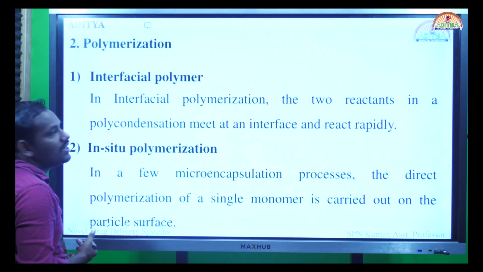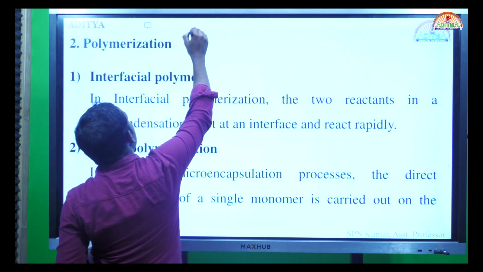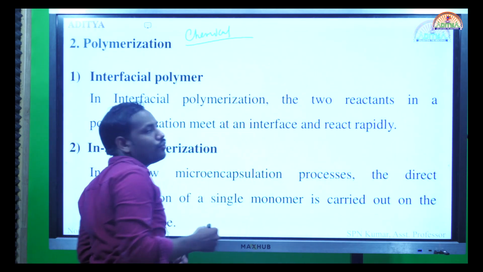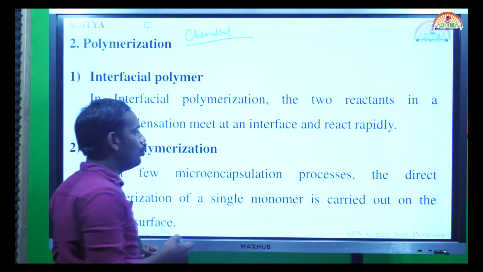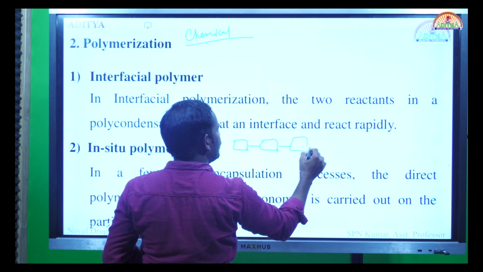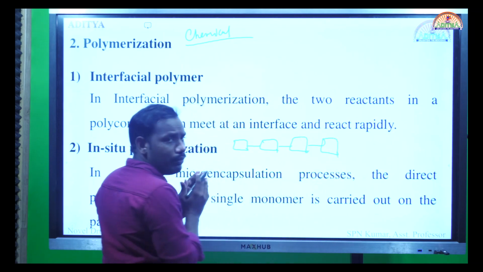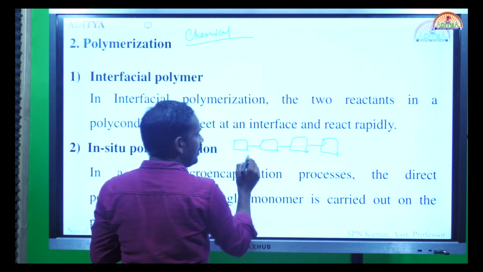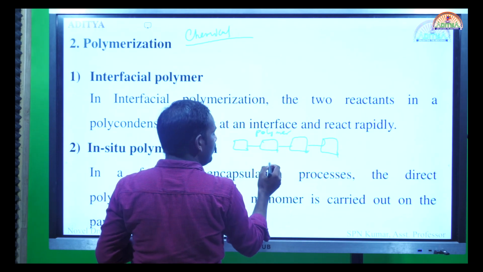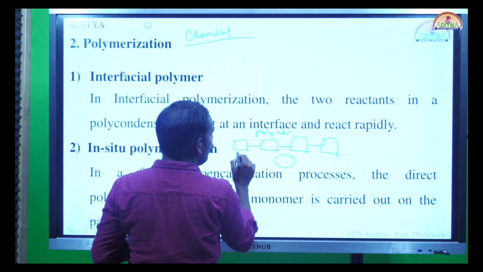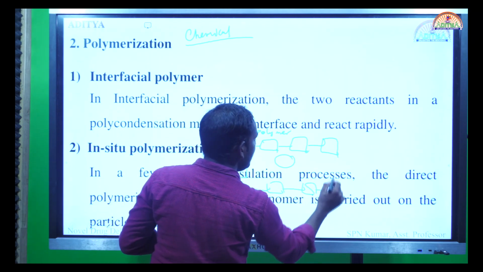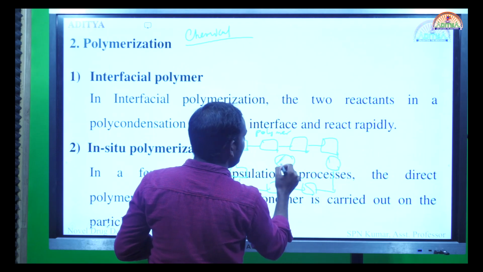Next is polymerization. This is an example of a chemical technique. We can take the monomers and use some chemical reaction like oxidation, reduction, hydrolysis, etc. We can build all the monomers up to form a huge chain polymer. This polymer will trap the core material inside. So outside we get this polymer coating, and inside the core material is trapped.